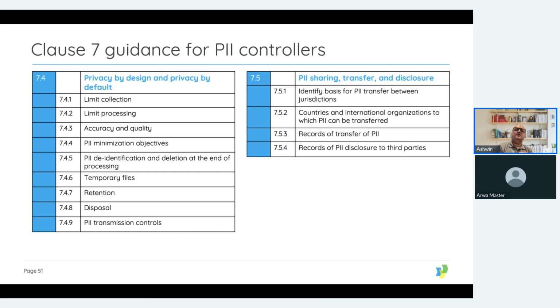Now, 7.4 talks about limit collection, limit processing, accuracy and quality, PII minimization objectives, de-identification, temporary files, retention, disposal. Then we're talking of identified basis of transfer between jurisdictions, cross-border transfer, countries and international organizations to which PII can be transferred, record of transfer, keep records of where you've transferred, record of disclosure to third parties, keep records of all disclosure to third parties, right?